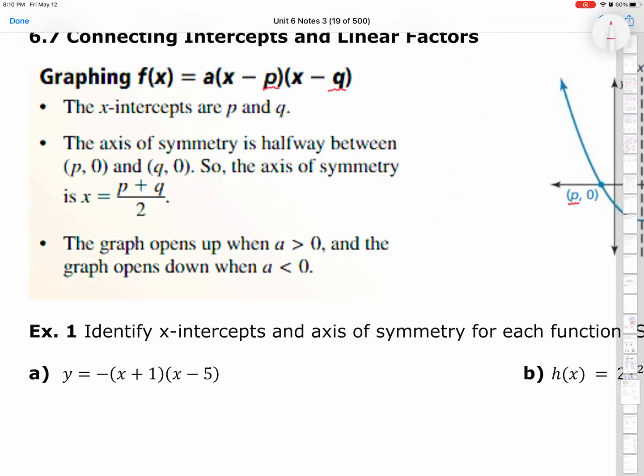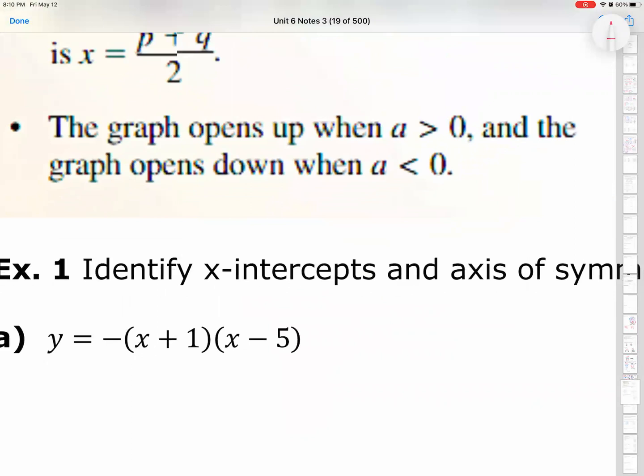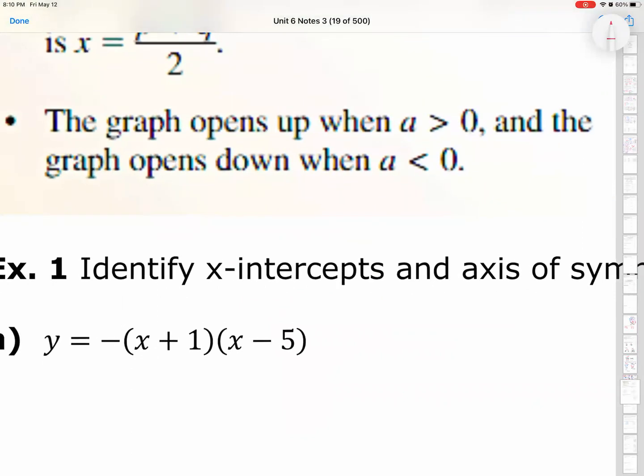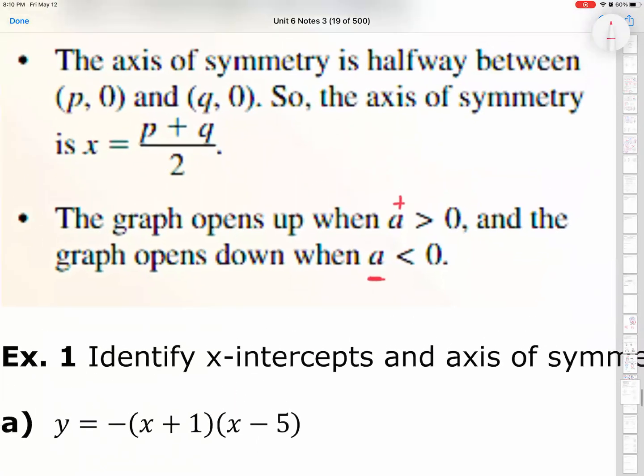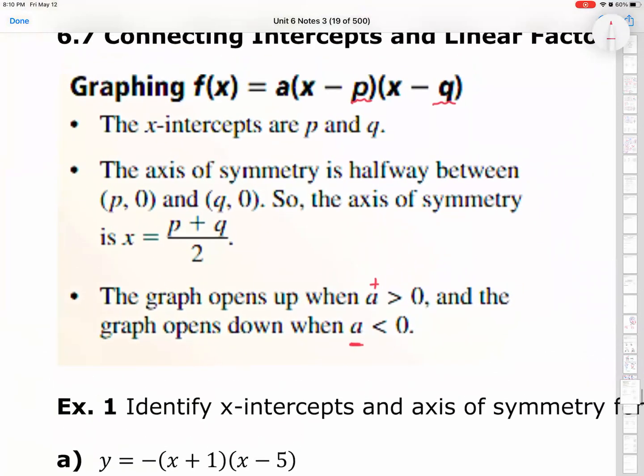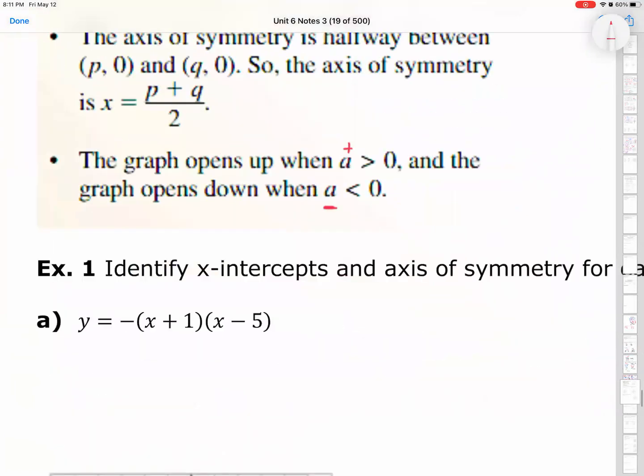Same rules still apply. When a is larger than 0, some positive number, your U shape is going to open upwards. When a is smaller than 0, a negative value, it's going to open down. So those rules still apply here. And when it's in intercept form, that a value is in front. That's where our a value is this time, much like the vertex form and standard form. All right, so let's see this in action with some values.